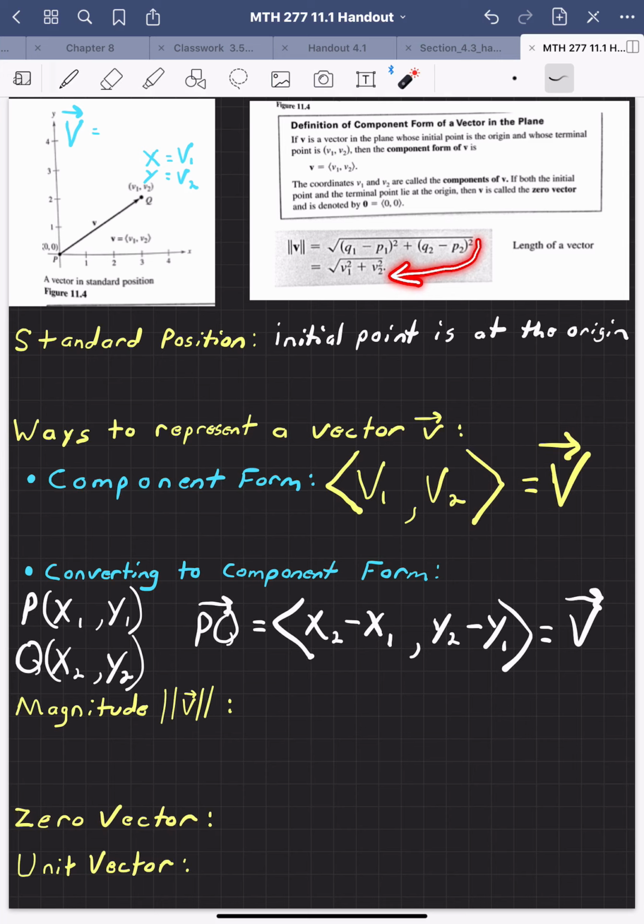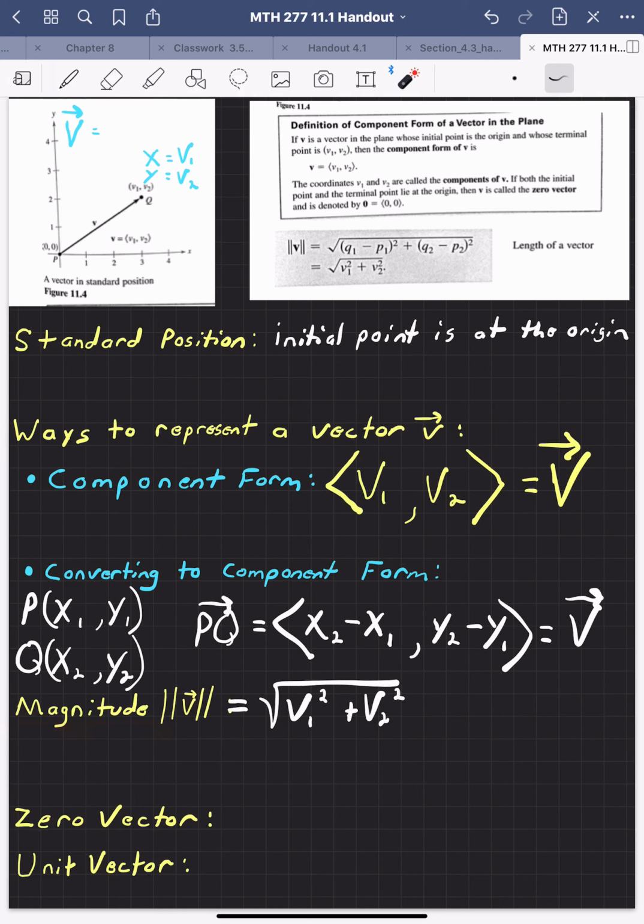So now all we need for magnitude, once it's in component form, is the square root of v sub 1 squared plus v sub 2 squared. All you need is this information squared plus this information squared, under the square root. All right, let's keep going here. So we're almost done with these definitions.